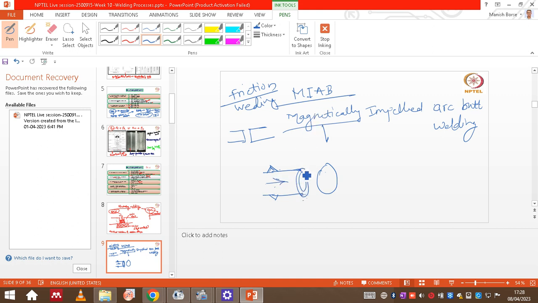But in the case of the MIAP process, as the arc is rotating throughout the cross section, the interfaces are actually in the molten state, right? And once the interfaces are in the molten state, we have to give some upsetting force, and this entire flashed layer, or we can say molten layer, is flashed out again, right?